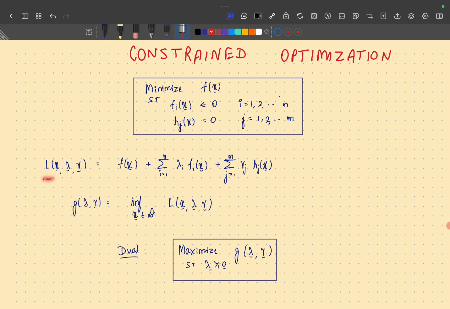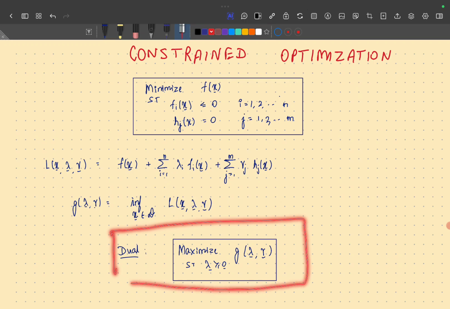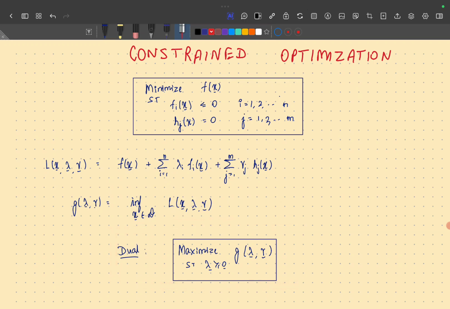We defined the following quantity called the Lagrangian, which is a function of the variable x as well as some additional variables called the Lagrange multipliers, lambda and nu. So you have a Lagrange multiplier for each inequality constraint and each equality constraint. And we defined the Lagrange dual as the infimum of the Lagrangian over all x in the domain. And the dual optimization problem was to maximize the Lagrange dual subject to the constraint that lambda is greater than or equal to 0.